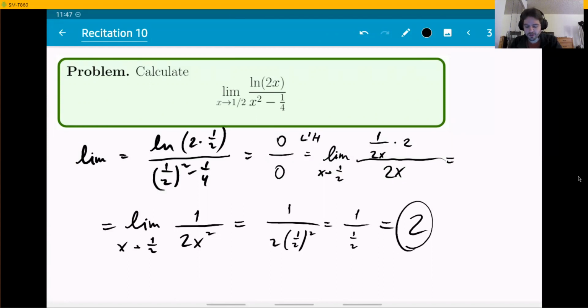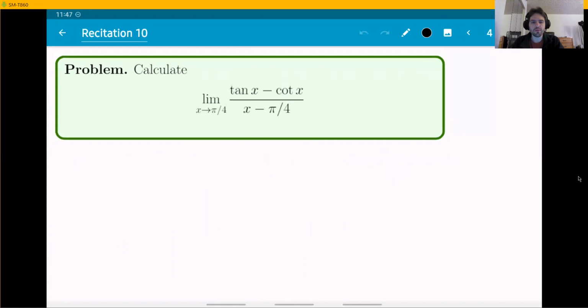So most of the problems today are going to be this easy. Maybe a little bit longer than this, but the idea for L'Hopital is very easy. So here's the next one. Once again, if you try to plug in, let's see what happens. That should be your first thing to try always.